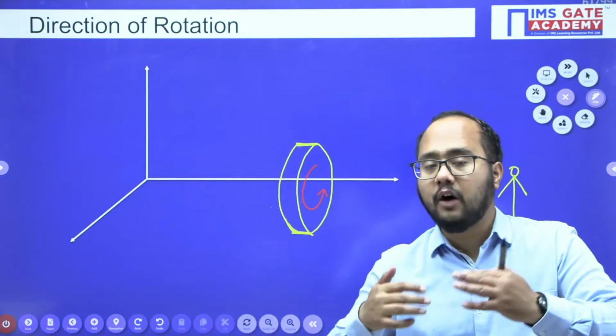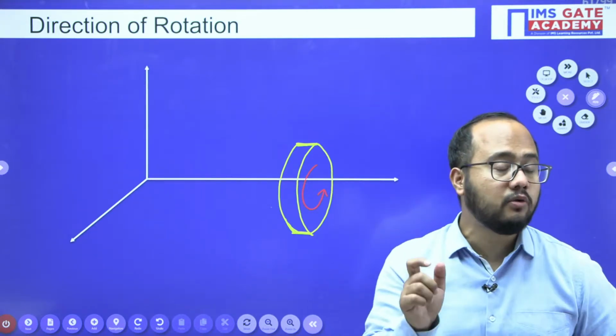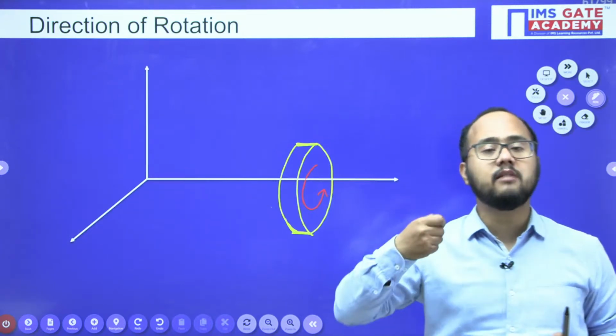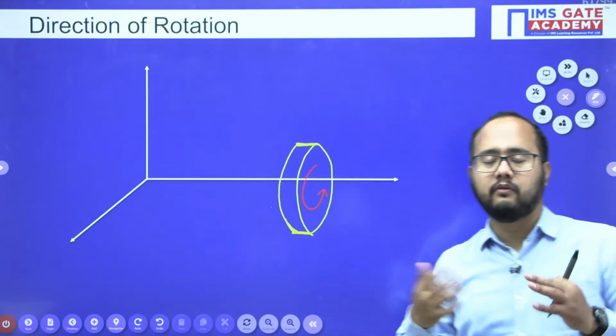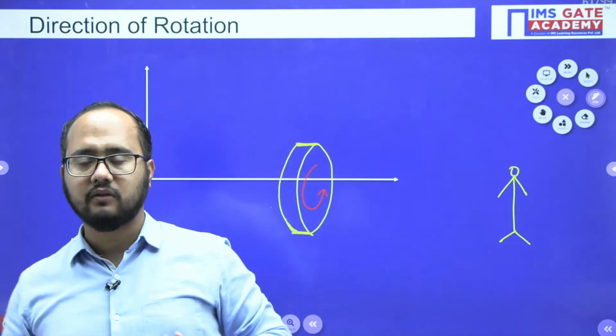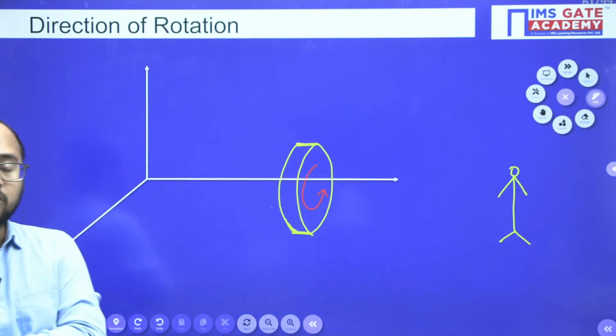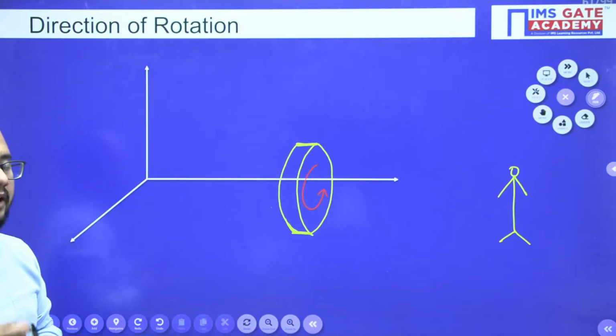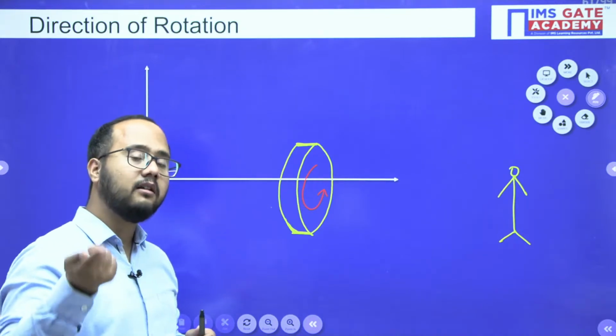So in order to avoid that situation, we will be using the vector. We will be using the direction of rotation in terms of vector. We will not say clockwise sense of rotation or anti-clockwise sense of rotation. We will use the direction of rotation in terms of vector. For that, we have to use the right hand thumb rule.